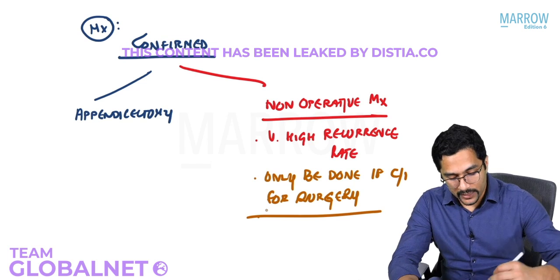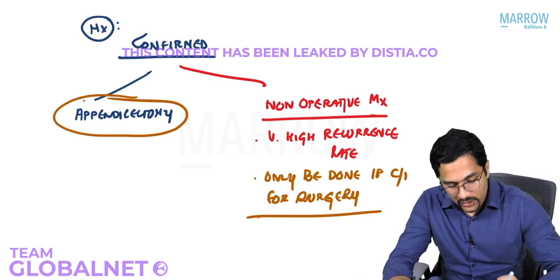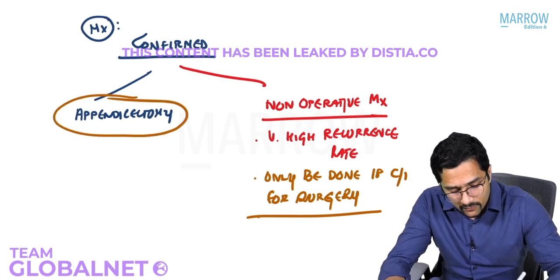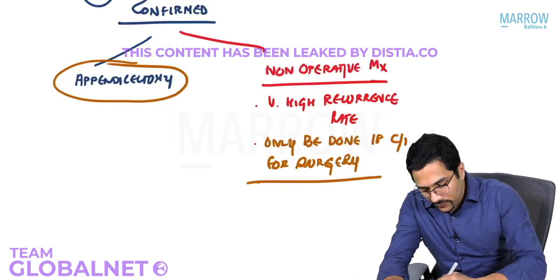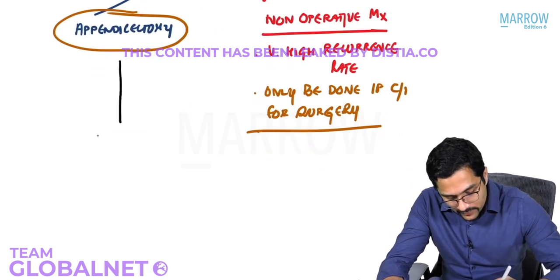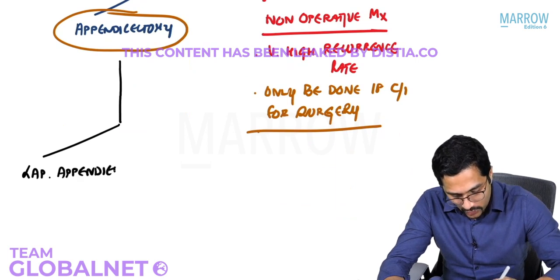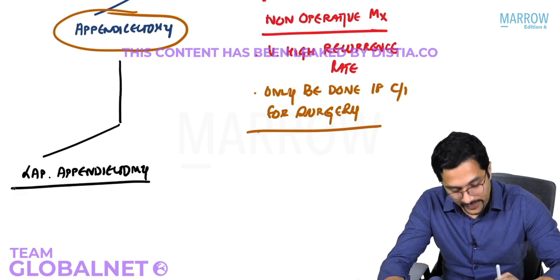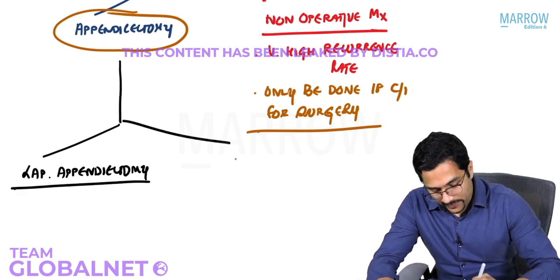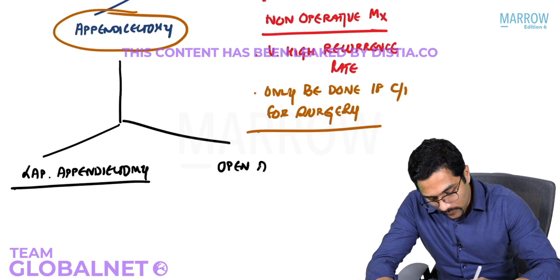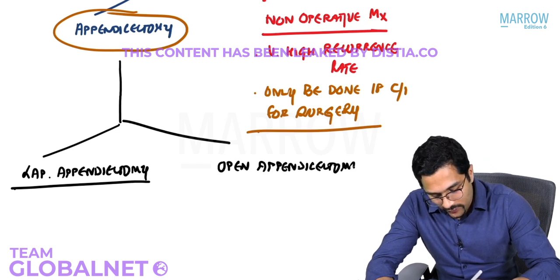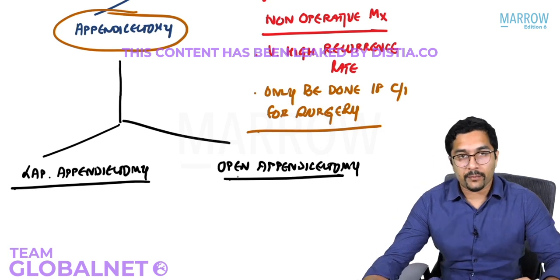If we have a confirmed diagnosis, we will take up the patient for appendicectomy. Now, when we take up the patient for appendicectomy, this can either be lap appendicectomy, which is gaining a lot of popularity, and in a lot of centers this has become the standard of care, or it can be open appendicectomy. In your exams, the majority of the questions are asked from open appendicectomy.